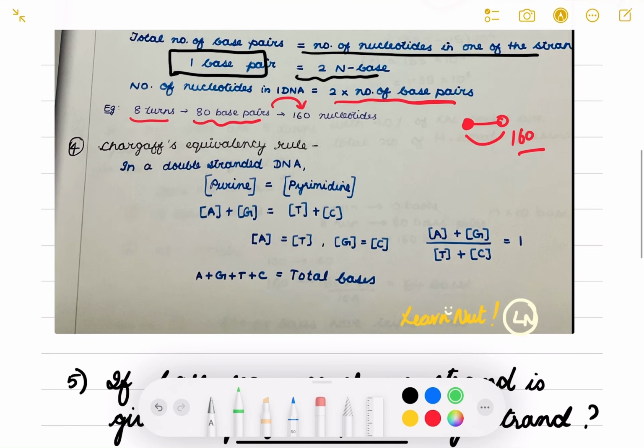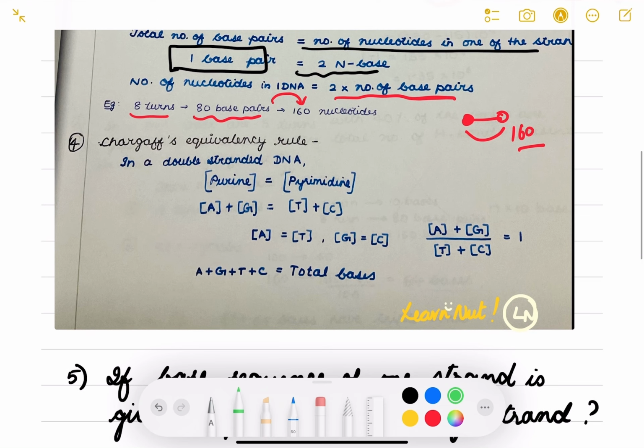Let us move on to the fourth concept, which is very commonly asked: Chargaff's equivalency rule. According to Chargaff's equivalency rule, in a double-stranded DNA, the amount of purine equals the amount of pyrimidine. So A plus G is equal to T plus C. Just remember this. Purines are equal to pyrimidines.